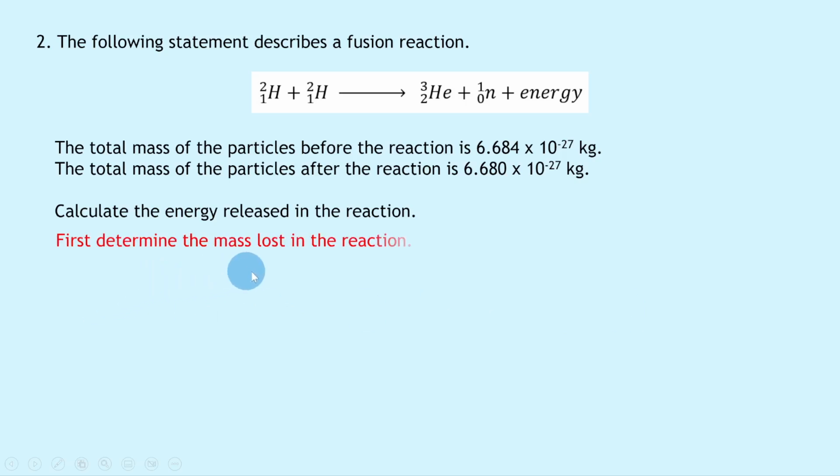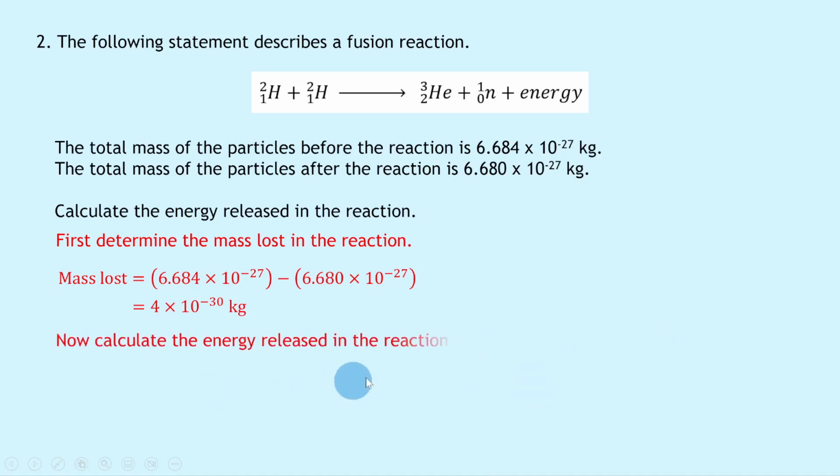So first we want to determine the mass lost in the reaction. So we can say the mass lost is equal to 6.684 times 10 to the minus 27 minus 6.680 times 10 to the minus 27, i.e. we're just doing the total mass before the reaction minus the total mass after the reaction. And putting that into your calculator should give you an answer of 4 times 10 to the minus 30 kilograms.